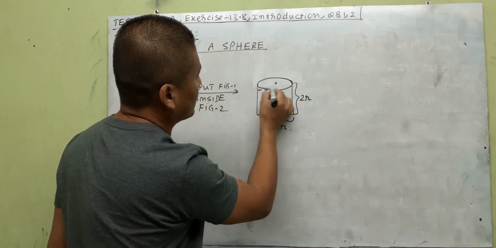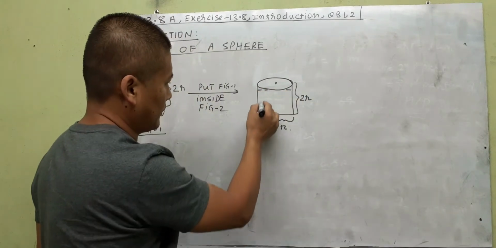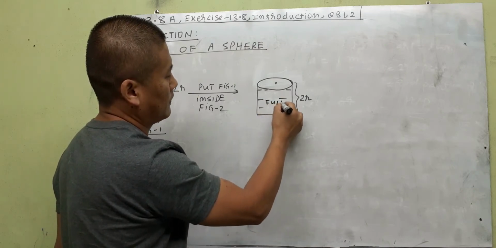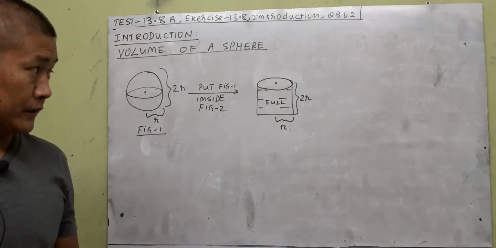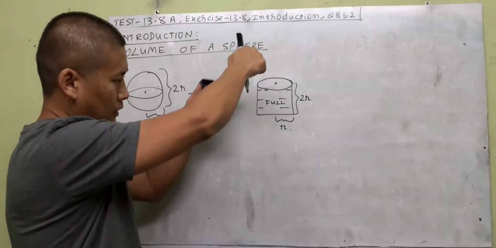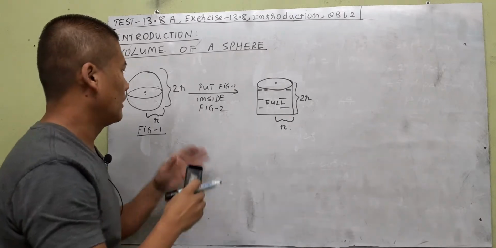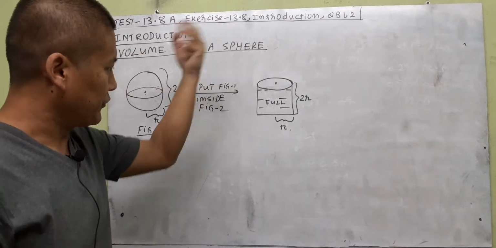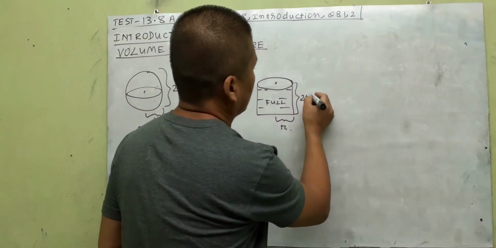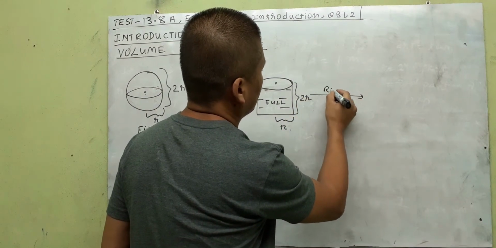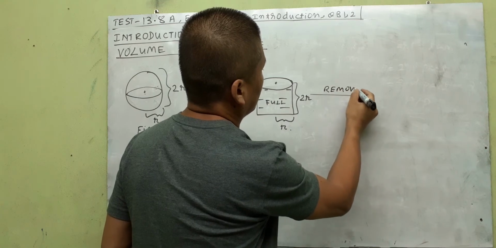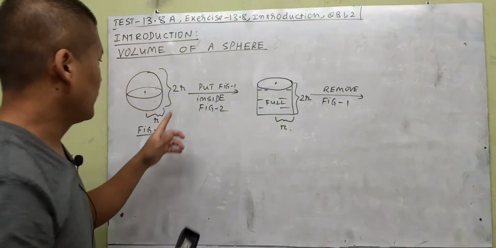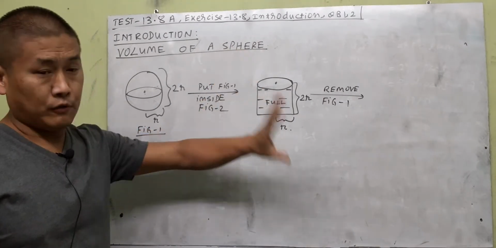And it is full of water. Okay, so you can write here, full of water, liquid water. So you put this one fully inside. That means everything is pushed inside, so it is completely inside the cylinder, and then remove it. Put figure 1 inside figure 2 and remove figure 1.